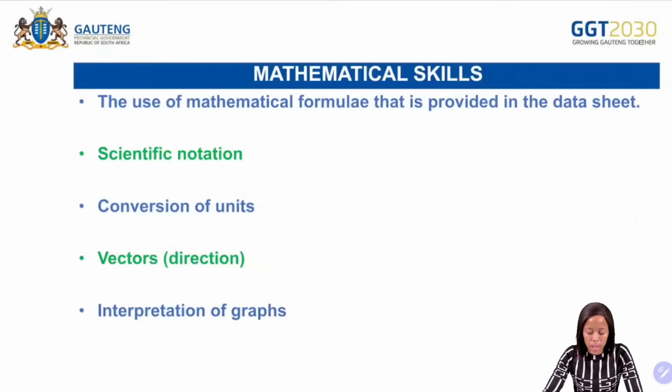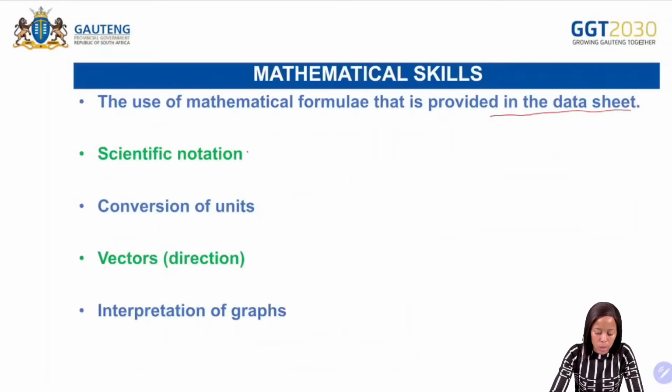Okay. Next one, mathematical skills. It says the use of mathematical formulae that is provided in the data sheet. So again, you need to make sure that you use your data sheet. And then you need to make sure that you understand scientific notation, because other chapters in paper 1 require you to write your answers in scientific notation. So for this one, you need to make sure that you use a calculator that you are familiar with and you understand that calculator. Then conversion of units. So have the right conversions, know the conversions.